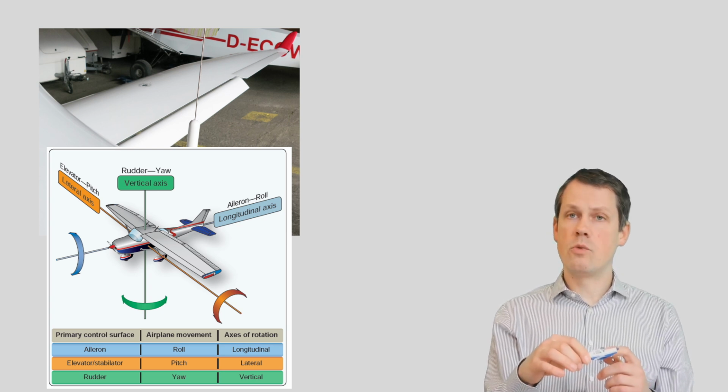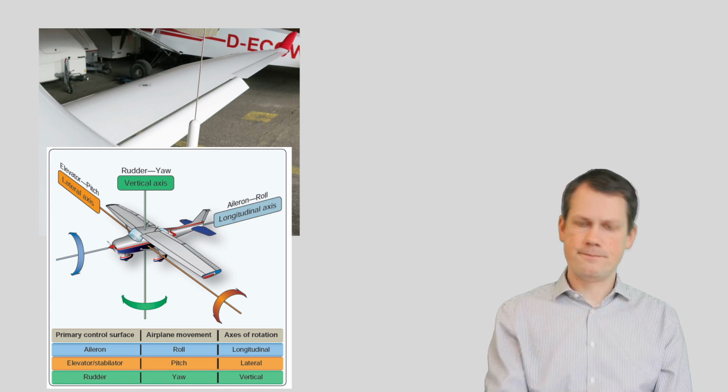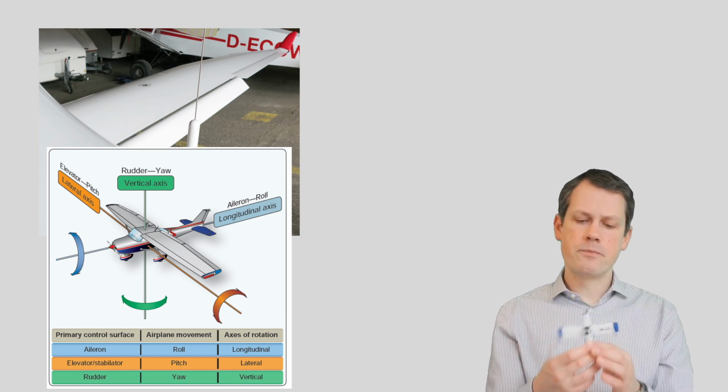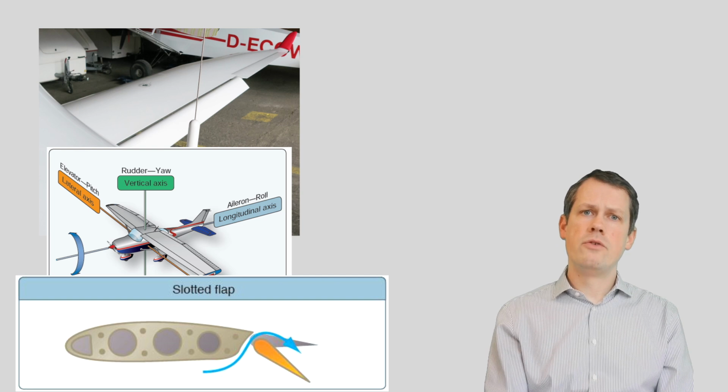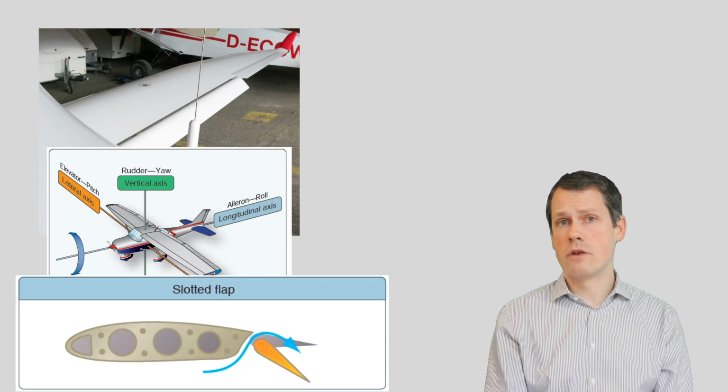One wing creates more lift than the other. One wing will rise, the other will drop. Then you have the flaps, normally found on the inboard side of the wings. Now the flaps are there to increase lift, but they also increase drag.